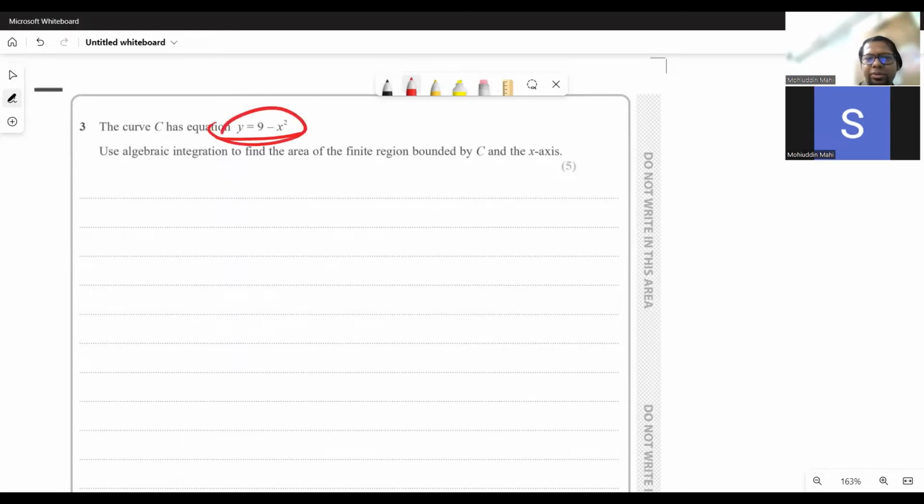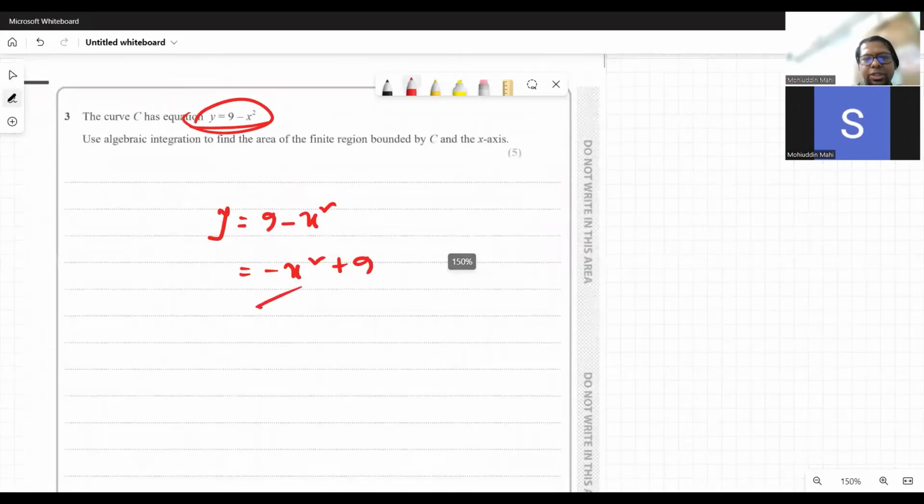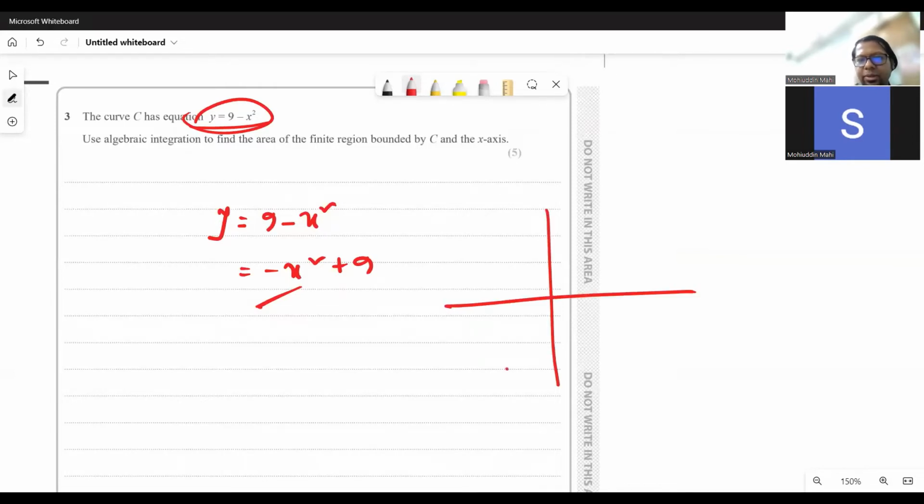And its quadratic equation is very simple. y equals 9 minus x squared, so minus x squared plus 9. We know that in a quadratic equation, if the coefficient of the x squared term is negative, the graph will have a maximum value. But if the coefficient of x squared is positive, the graph will have a minimum value.